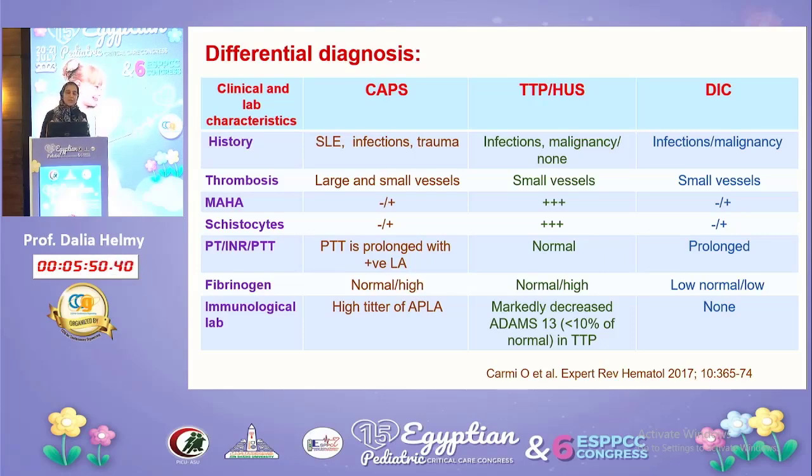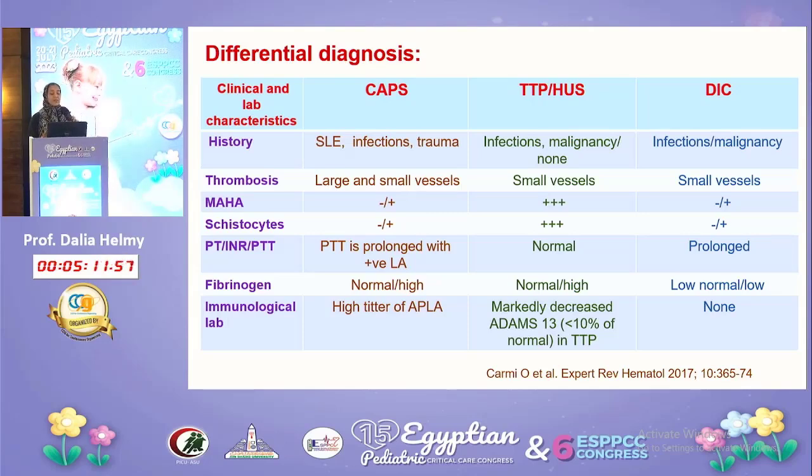What's very characteristic for CAPS is large and small vessel involvement, like the index case that has been described by Dr. Nihad. The microangiopathic hemolytic anemia and schistocytes are very few, if any, in CAPS, but they are very prominent in TTP and very few as well in DIC. The aPTT is very characteristically prolonged in CAPS if the pathogenic antiphospholipid antibody is lupus anticoagulant, but in TTP it's normal, and in DIC, PT, INR, and PTT are prolonged because of consumption coagulopathy.